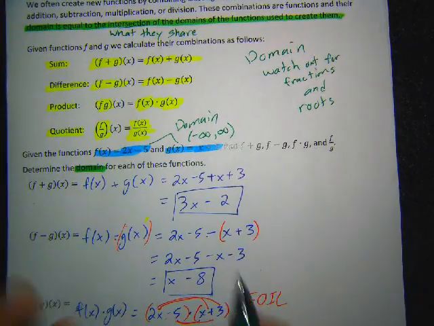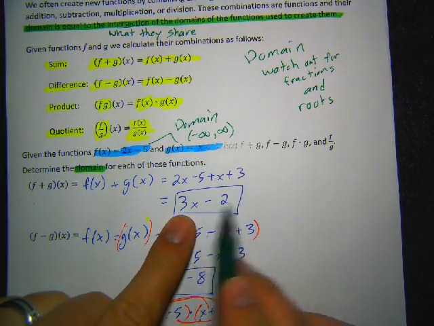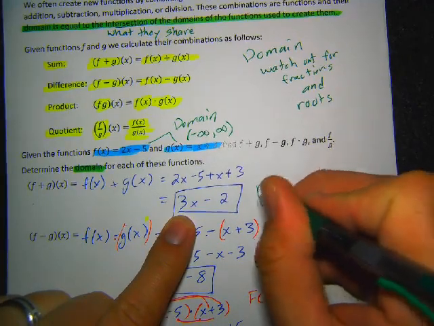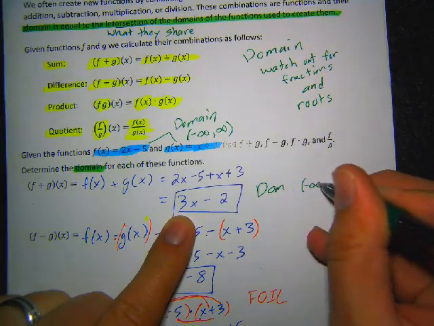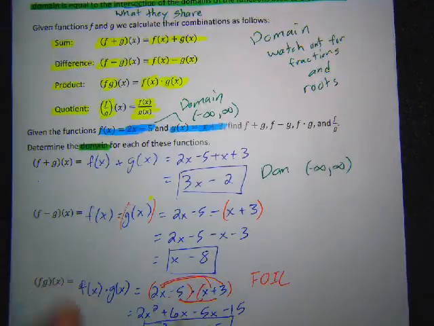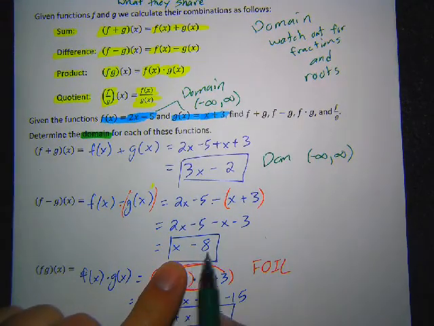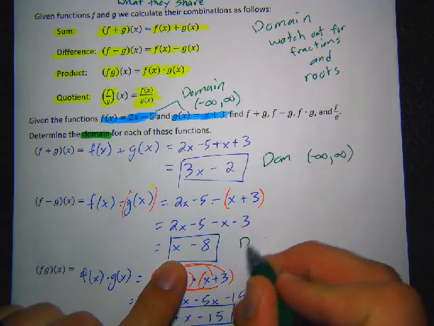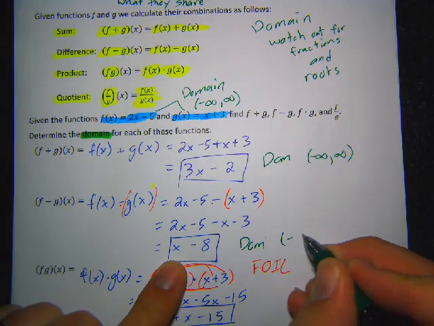You'll notice that if you look at the answer here, 3x minus 2, there's no fractions, there's no roots, so its domain is negative infinity to infinity. That's true. If you look at the subtraction, again, we get x minus 8, there's no fractions, no roots, so its domain is negative infinity to infinity.